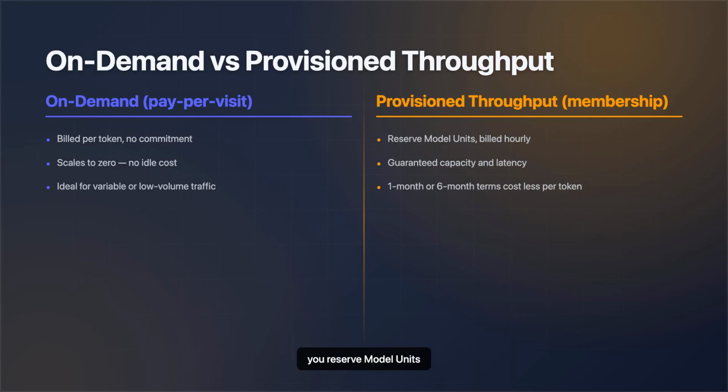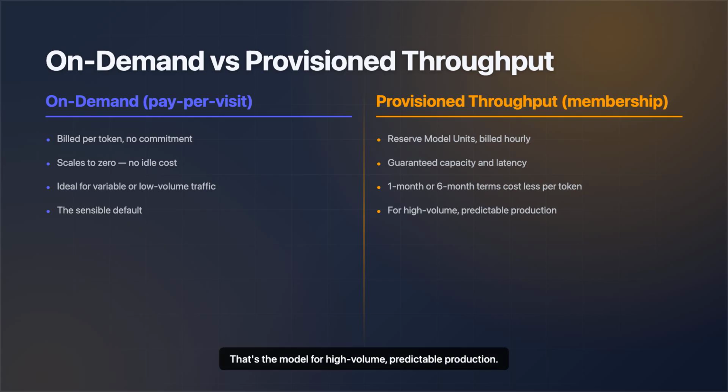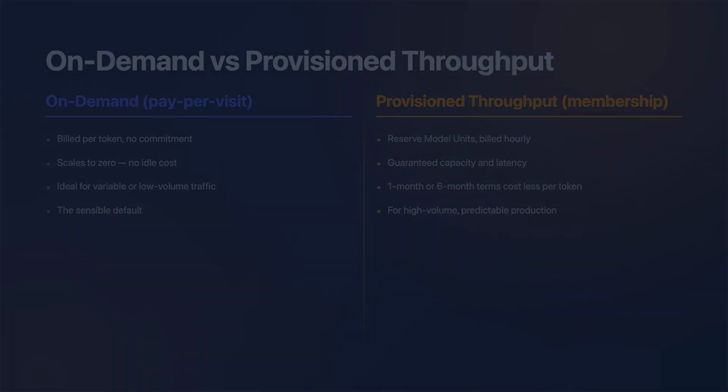Provisioned throughput is like a monthly membership. You reserve model units and pay an hourly rate whether you use them or not. In return, you get guaranteed capacity and predictable latency. And 1 month or 6 month terms drop your per token cost. That's the model for high volume, predictable production.